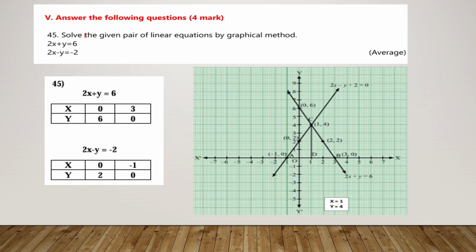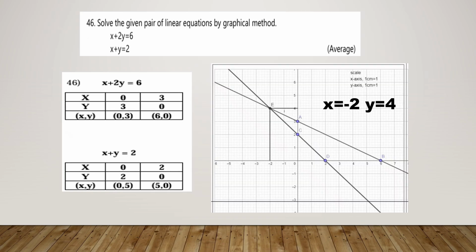So let us continue with the next problem. Question number 46. Again here, observe. Solve the given pair of linear equations by graphical method. x plus 2y is equal to 6, x plus y is equal to 2. First substitute, you will get (0, 3) and (6, 0). Where is it plotted?